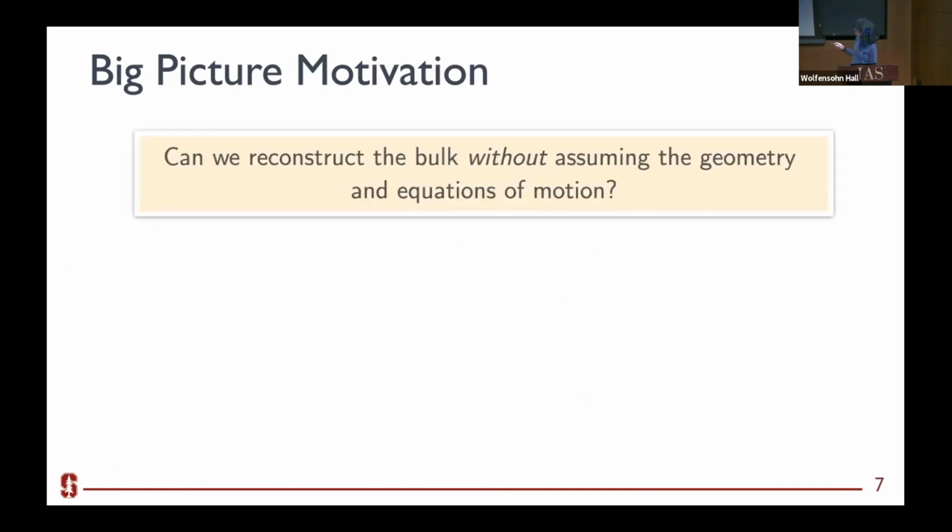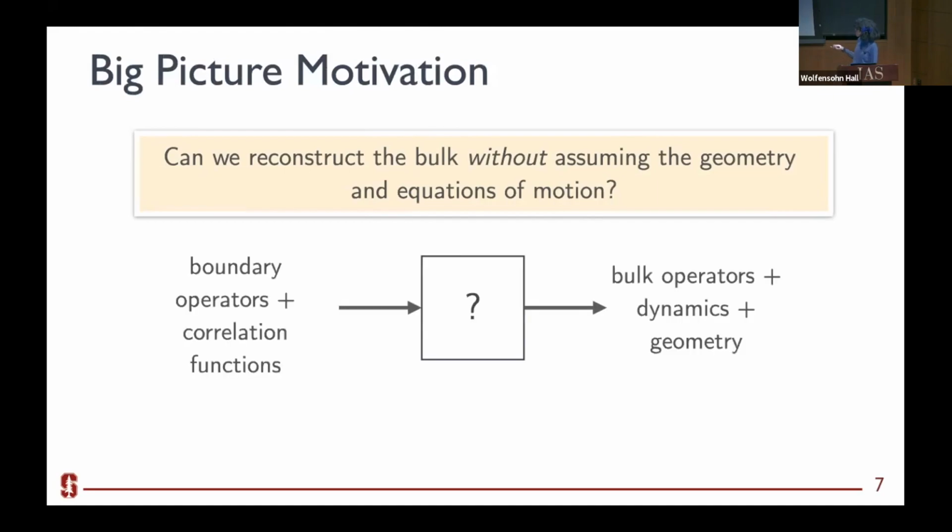So you can ask a question, which is, can we reconstruct the bulk without assuming the geometry and the equations of motion? So what we're looking for is some kind of procedure where we feed in boundary data in the form of the operators and the correlation functions, and we get out all the things we want to know about the bulk. So it's operators, the dynamics, as well as the geometry. And the answer of whether or not this can be done is yes, at least in the restricted cases that we consider.